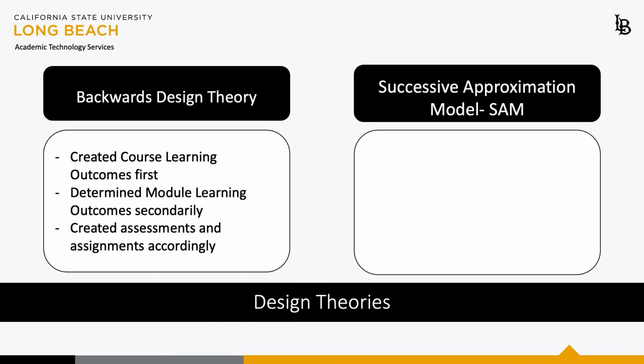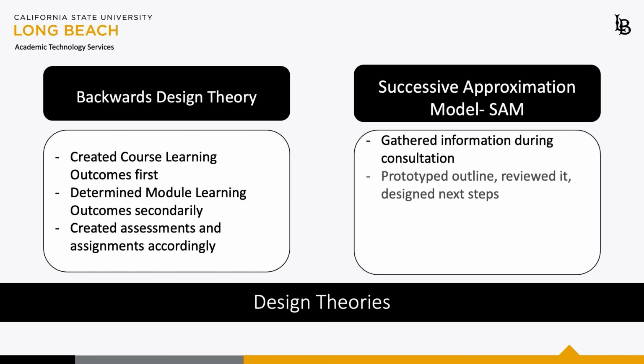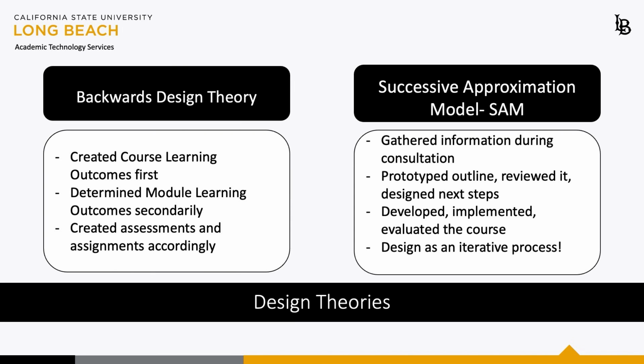Further, SAM was implemented by gathering data necessary during the consultation. Next, the course outline was prototyped and reviewed. Finally, we were able to develop, implement, and then evaluate the course. Most importantly, this was treated and still is treated as an iterative process, constantly tweaking and improving the design and development. Today, we're still making changes and alterations based on the evaluations we are getting back from the faculty members who are taking the course.